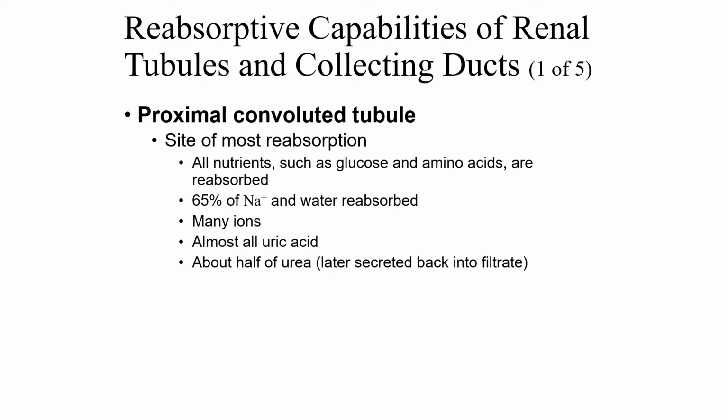So now let's look at the reabsorptive capabilities of the renal tubules and the collecting ducts. The proximal convoluted tubule is the site of most of the reabsorption. Remember, we're reabsorbing. We're moving from what's in the tubules into the blood. So we're looking at nutrients, 65% of sodium and water, most of the ions, most of the uric acid, and about half of the urea.